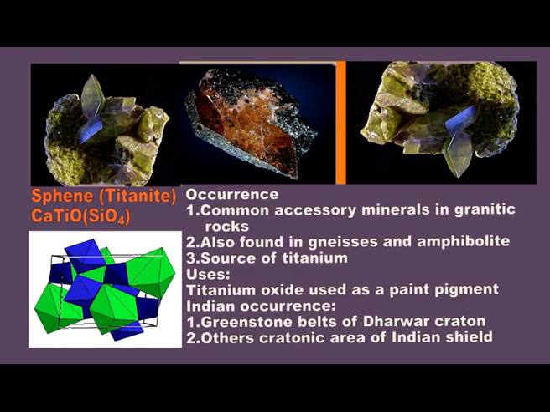Occurrences: common accessory mineral in granitic rocks, also found in gneisses and amphibolites. Source of titanium. Uses: titanium oxide used as paint and pigments. Indian occurrences: greenstone belts of Dharwar Craton, other cratonic areas of Indian shields.